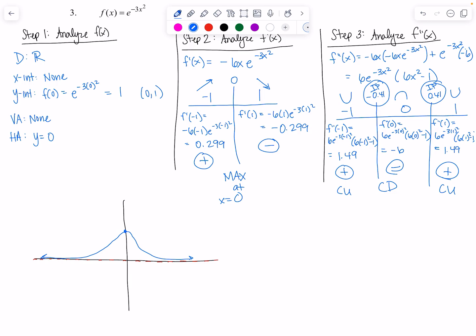Okay, so again, to summarize, we're algebraically calculating all these things, and then we piece them together to create our graph. You want to do these without your graphing calculator, but you can check your graph after on the graphing calculator. That way you can make sure that you've done everything correctly, you sketched it properly.